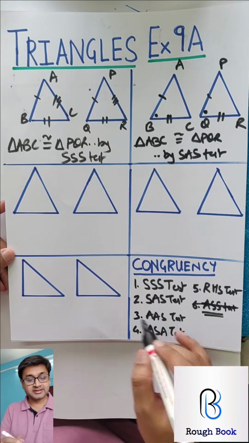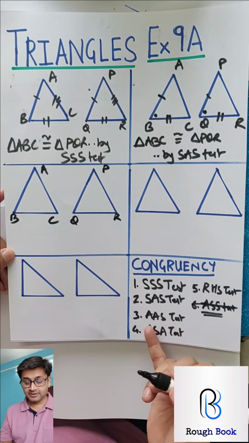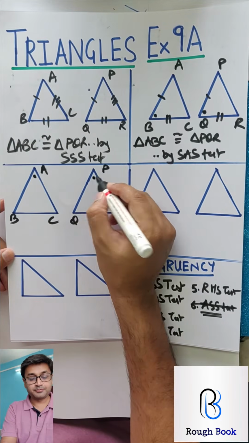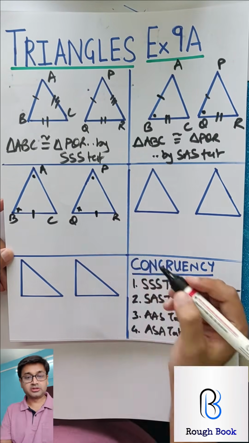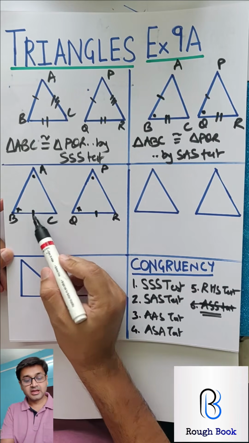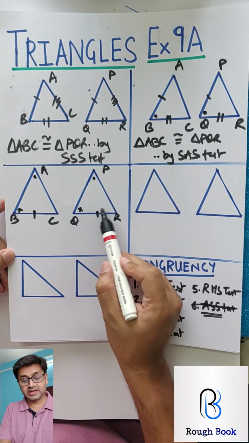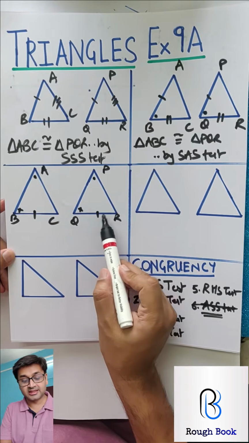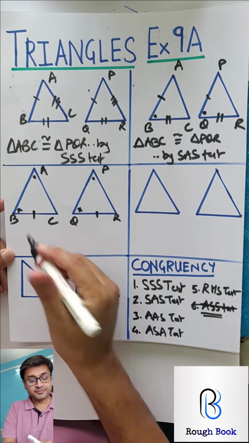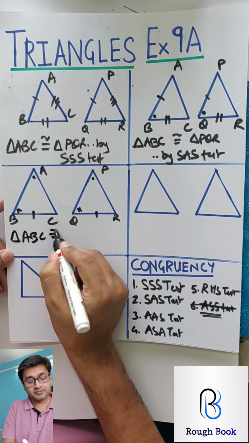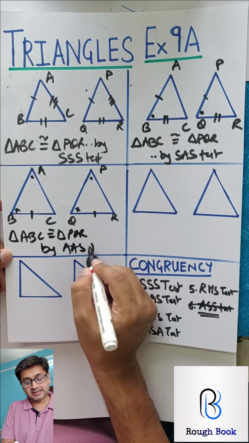The third one, AAS. Let's again consider the 2 triangles ABC and PQR, with AA and then S. So angle A equals angle P, angle B equals angle Q, and BC equals QR. So AAS. I could have taken this angle, then I would have taken this side. So AAS, but I can't say A and then S in the middle. If S is in the middle, then it will become the ASA test. Are you getting the difference? So I will say again triangle ABC is congruent to PQR by AAS test.